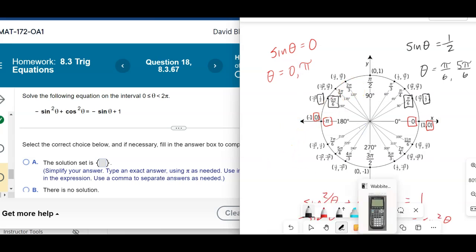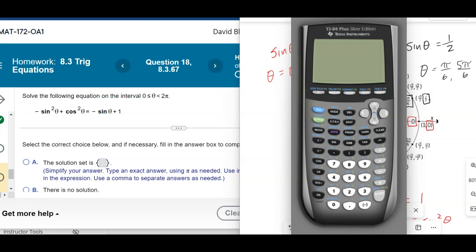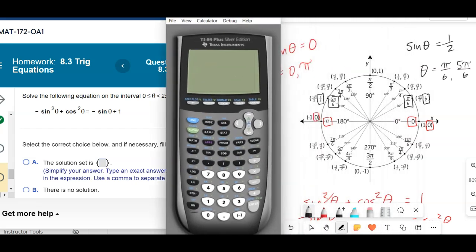Alright, I would want to verify that either by graphing or checking it with the calculator. So I'm going to write again, we have to remember that when we have the squared trig functions, we put them in parentheses. So I got a sine x, close that parentheses, squared plus a cosine, close the parentheses, squared. I'm going to hit enter there. And then the next one is negative sine, so negative sine x, close the parentheses, plus 1. Alright, we're looking for the solutions in between 0 and 2 pi, so I'm going to make that my window again, 0 to 2 pi.